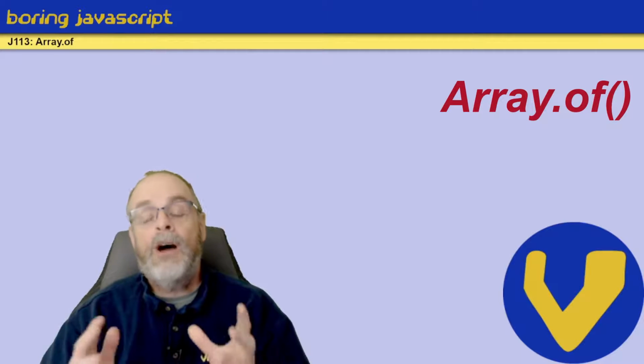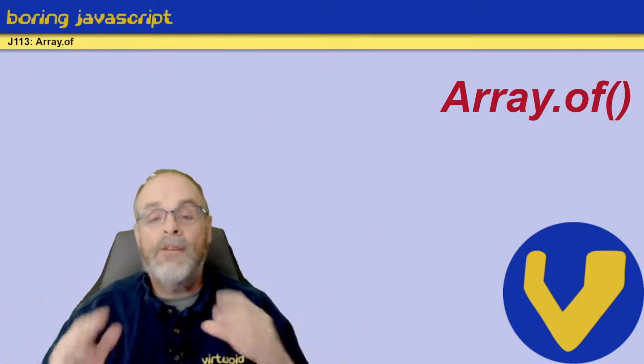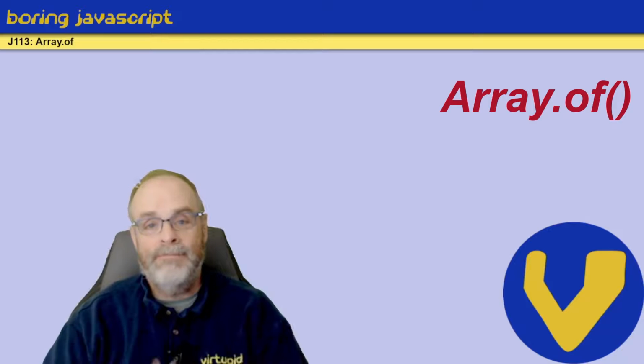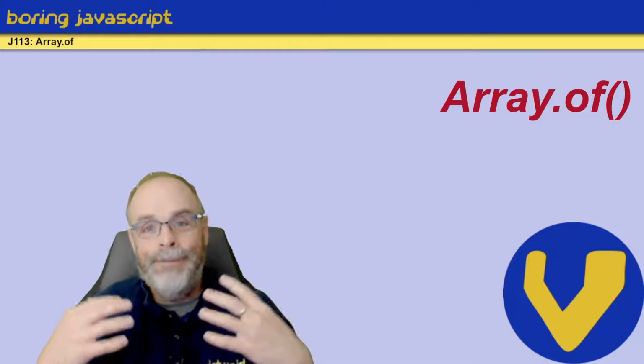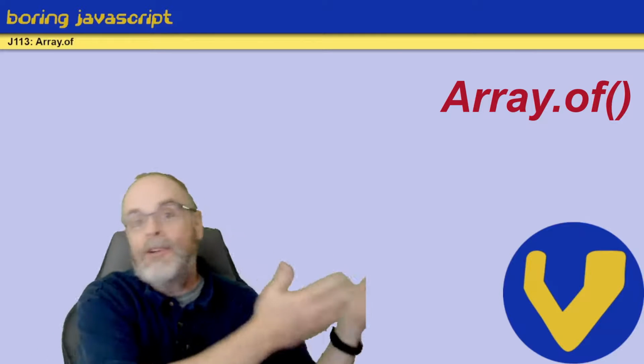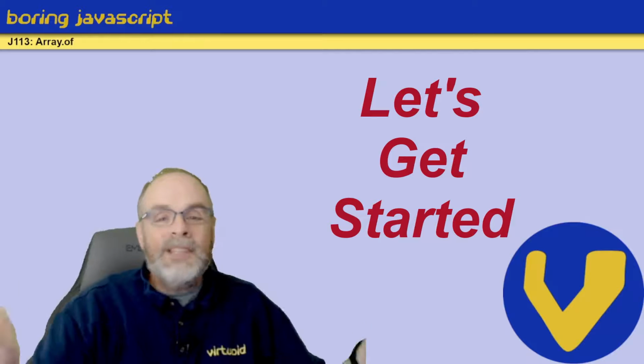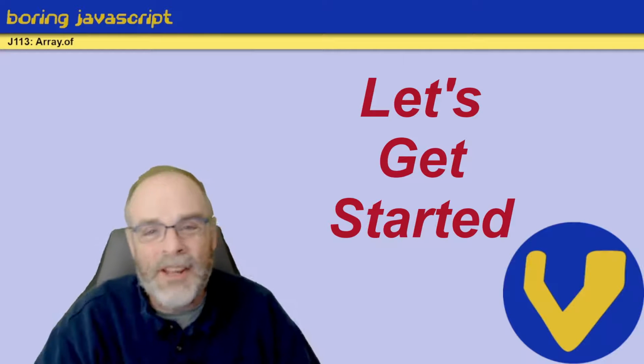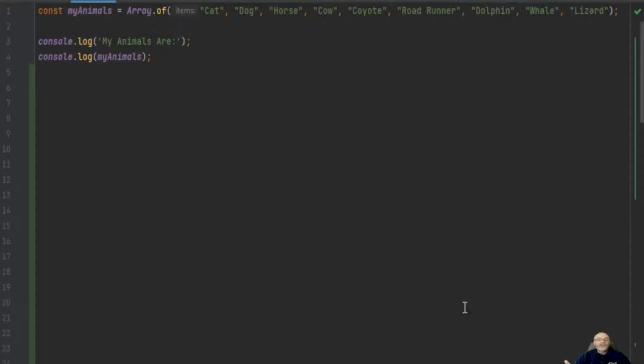Now the of method on arrays takes a series of arguments and converts those arguments to an array. And that's it. I mean, I don't even have any graphics for it or anything. You want to see how it works? Let's get started. As I said in the introduction, the of method on arrays takes a series of arguments and turns it into an array, and that's basically all it is.